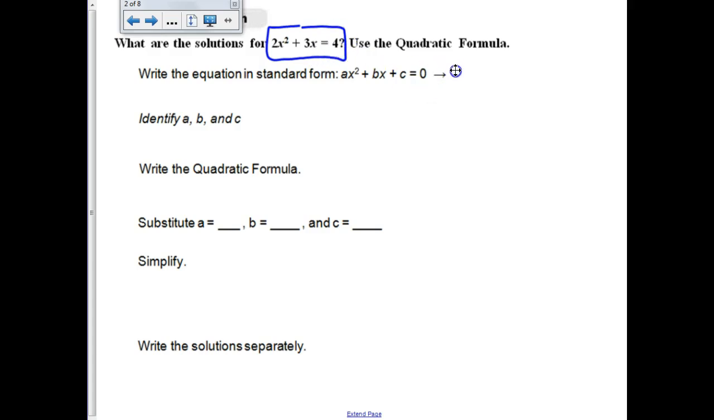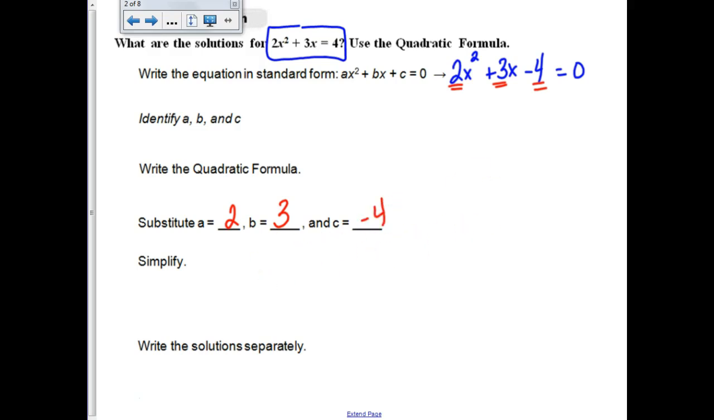So when I rearrange it into standard form, it becomes 2x squared plus 3x, that'll become a minus 4, and then equals 0. So now with it being in standard form, I should be able to identify the A value, the B value, and the C value. So down here, let's figure out who A, B, and C are. The A value is the quadratic coefficient, the one in front of the x squared, so 2. The B value is the linear coefficient, the one in front of the x, so 3. And the C value is the constant, which is a negative 4.